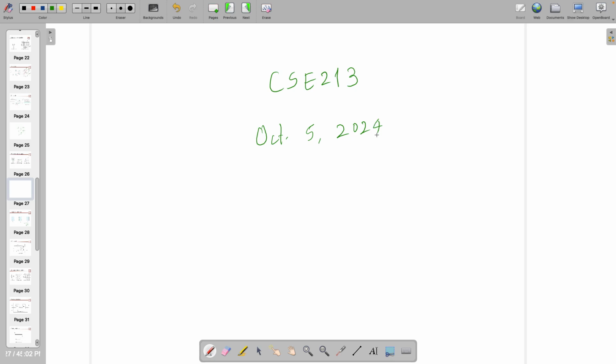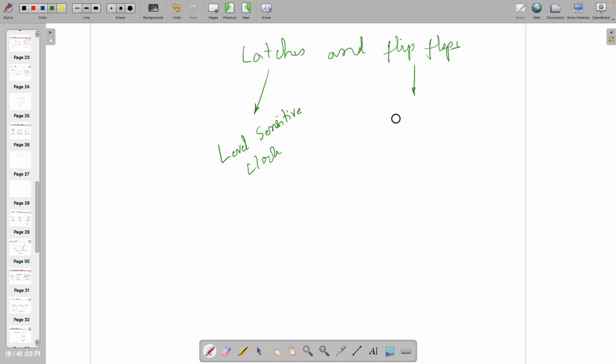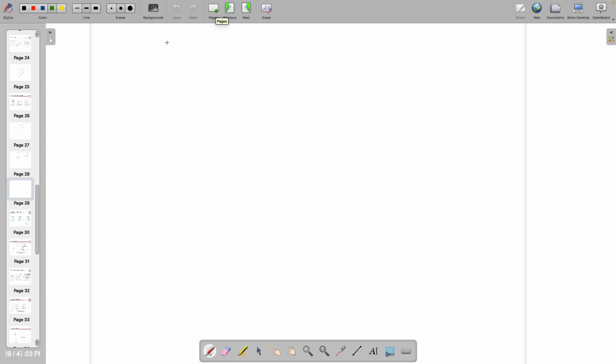So last time we were talking about various latches and flip-flops, right? So this is what we are talking about. Latches are the ones which are level sensitive to the clock. Flip-flop is the one which has an edge-triggered clock. Right? And we talked about the RS latch.